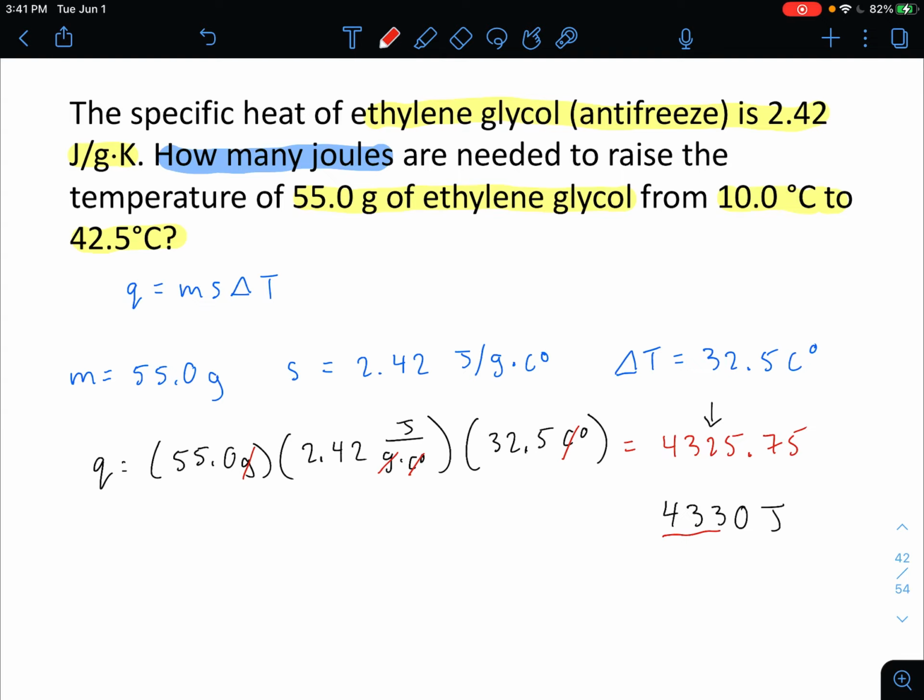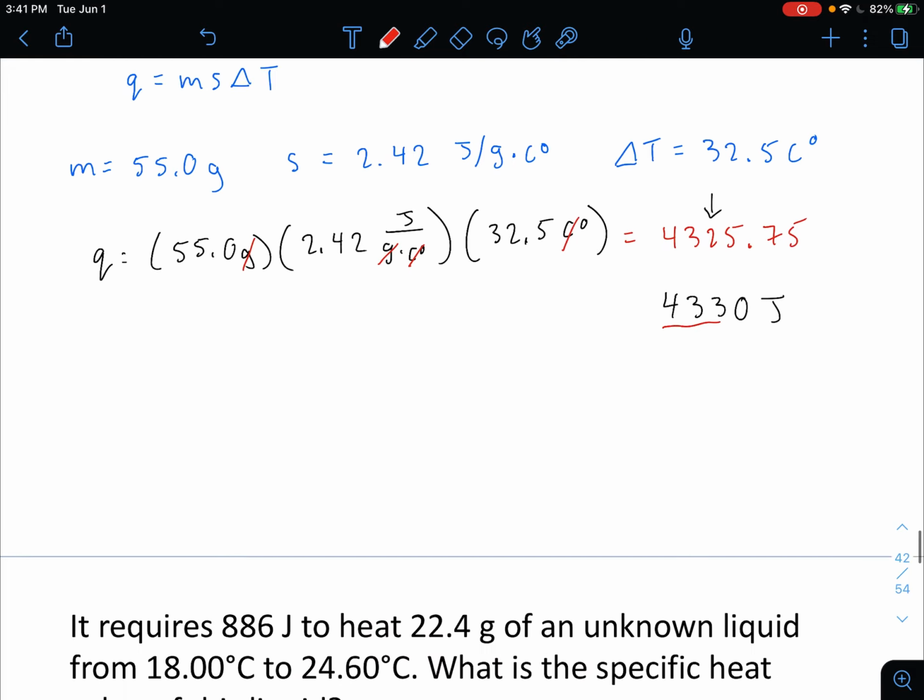Okay, so in the example, it was set up to solve for Q. Then in this one we just worked out, it was set up to solve for Q. But it could also be set up to solve for delta T or S or even M, depending on exactly what we're looking at in the problem. So let's see one example of that.